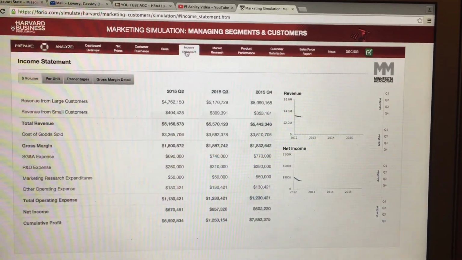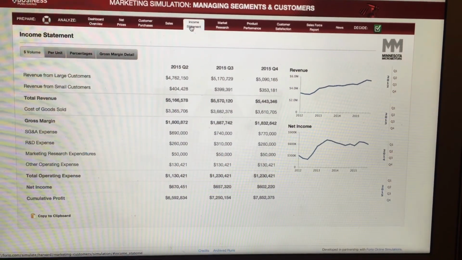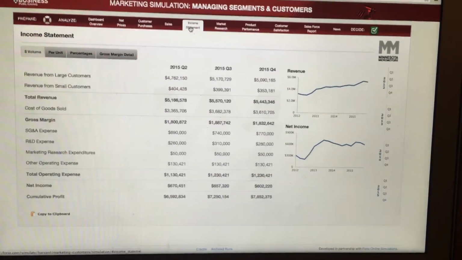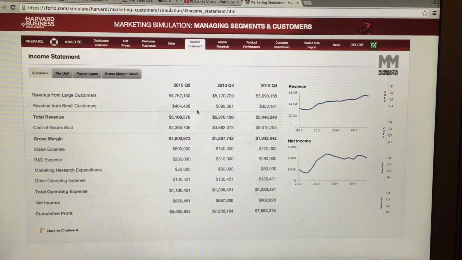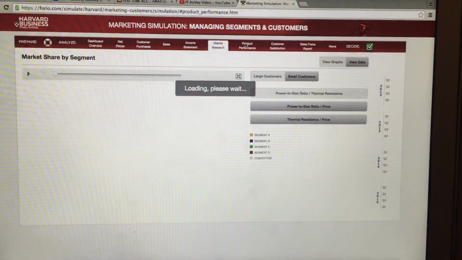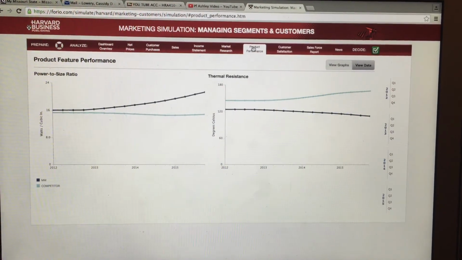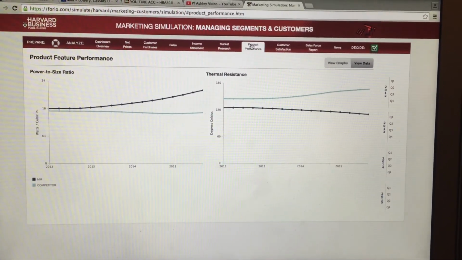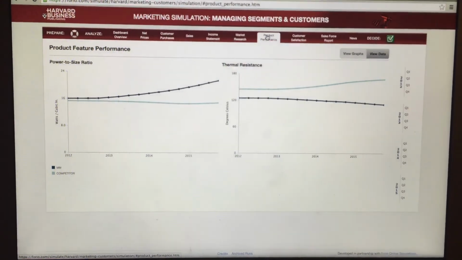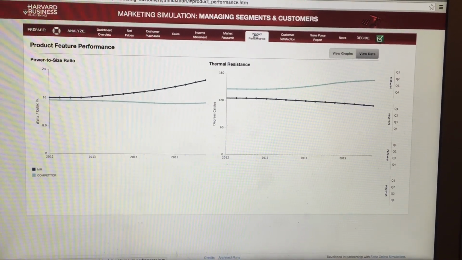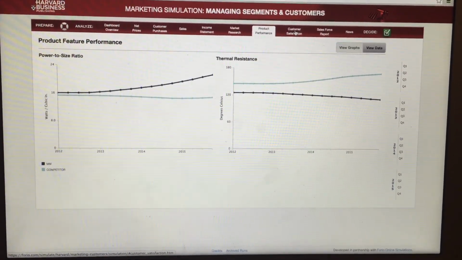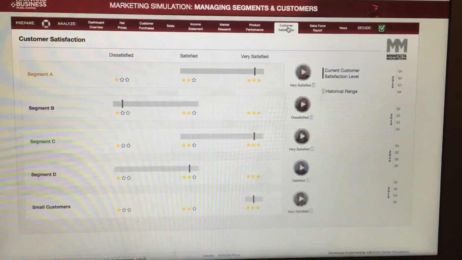The income statement shows revenue, total revenue, total expenses, cumulative profit, and net income. So that was really important. And it shows by quarter. Okay. So with product performance, that's going to show how we are doing compared to others. So other people that are selling motors, how we're doing with everything, our power to size and our thermal resistance and things like that. This next page is customer satisfaction.